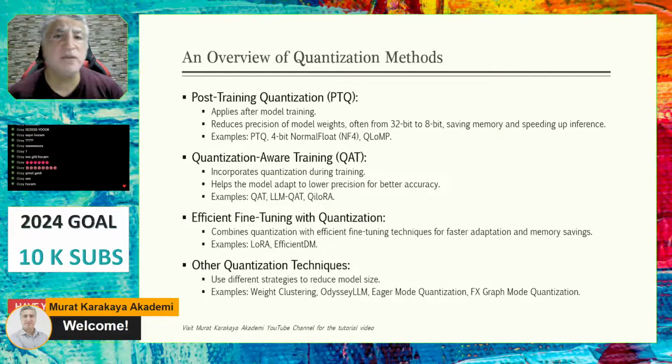Okay, there are several ways to apply quantization for an LLM. You can apply quantization on a trained model, which is called post-training quantization. In post-training quantization, you train a model, for example, with 32-bit floating point representation. When the training is finished, then you can apply quantization. Then you have two versions of the model, one original, the other quantized.